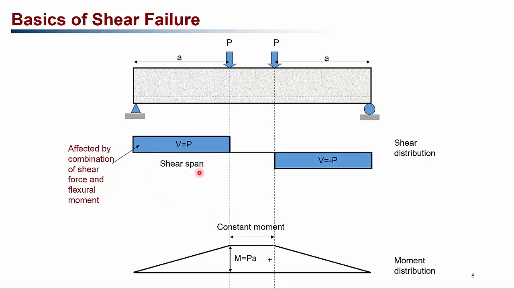Now in the shear span, where the shear force is maximum, we have both the shear force and the bending moment acting in this region. Whereas in the constant moment region, there is only the bending moment acting. There is no shear force acting there.